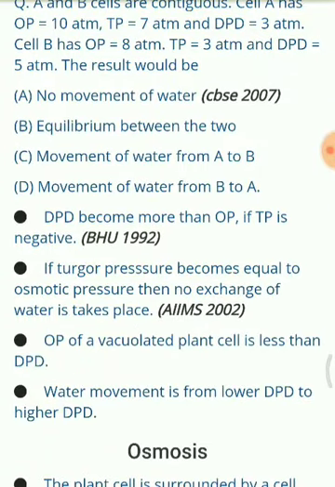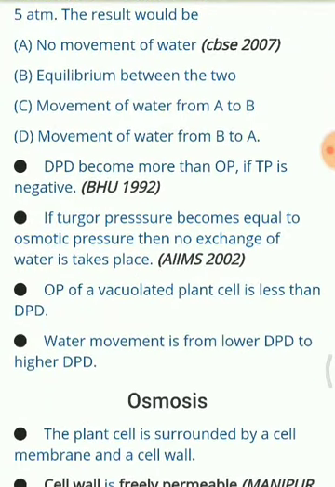DPD becomes more than OP if TP is negative. If turgor pressure becomes equal to osmotic pressure, then no exchange of water takes place. OP of a vacuolated plant cell is more than DPD. Water movement is from lower DPD to higher DPD.